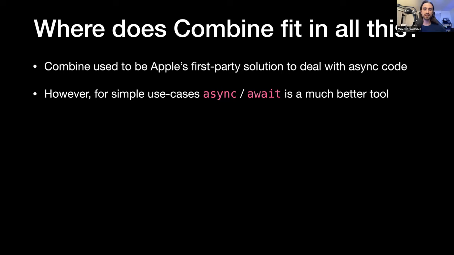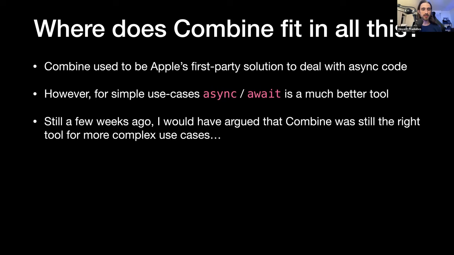For this kind of simple use case, async await works better because we could say it's a tool more focused on these simpler use cases, whereas Combine is a broader tool that can handle more complex use cases, but at the price of a slightly more complex syntax. So still a few weeks ago, if we'd given this talk, for instance, in mid-March, like it was originally planned, I would have said that Combine was still the right tool for more complex use cases.